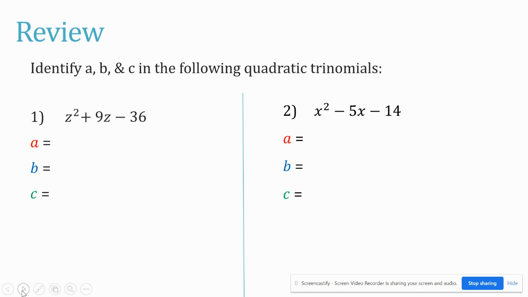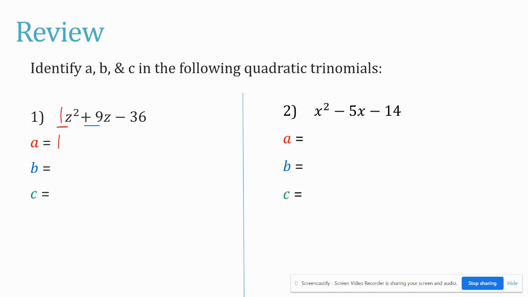Before we get started factoring, let's practice identifying a, b, and c in quadratic trinomials. Here we have z squared plus 9z minus 36. We want to identify a, b, and c. There's nothing in front of z, so there's an invisible 1, and that is our a value. Remember, a is the coefficient in front of our variable squared.